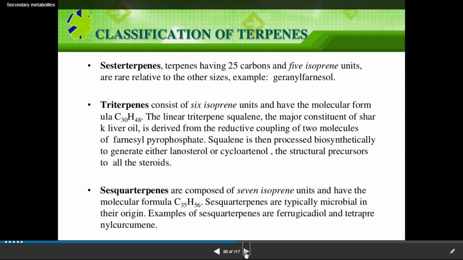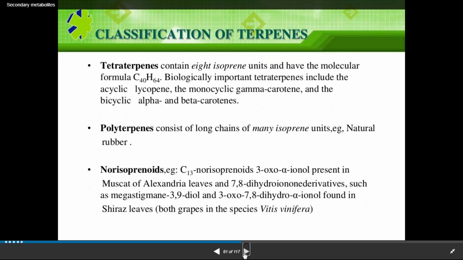Next comes sesterterpenes. So this is composed of 7 isoprene units, and it has a molecular formula C35H56. They are microbial in their origin, means they are present in microorganisms. Examples are ferugediol and tetraprenyl curcumin. Curcumin, this particular compound, is got from Curcuma longa, that is turmeric.